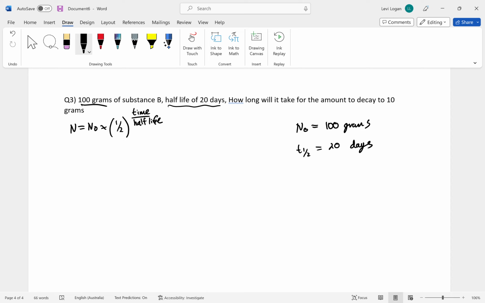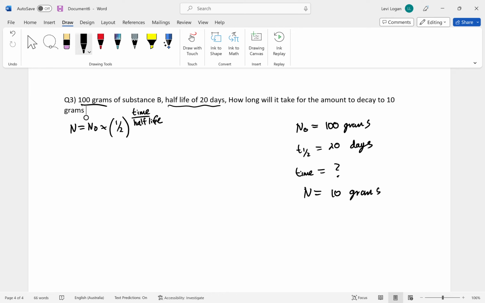So we're looking for a time. So our time is unknown. It's what we're looking for. And we've been given our final amount, which is our N, or our new amount, which is 10 grams. Okay? So we're going to have to rearrange our formula here to make t, the little time up here, the subject of the formula. Now doing that, you're going to need to know log laws. Okay?